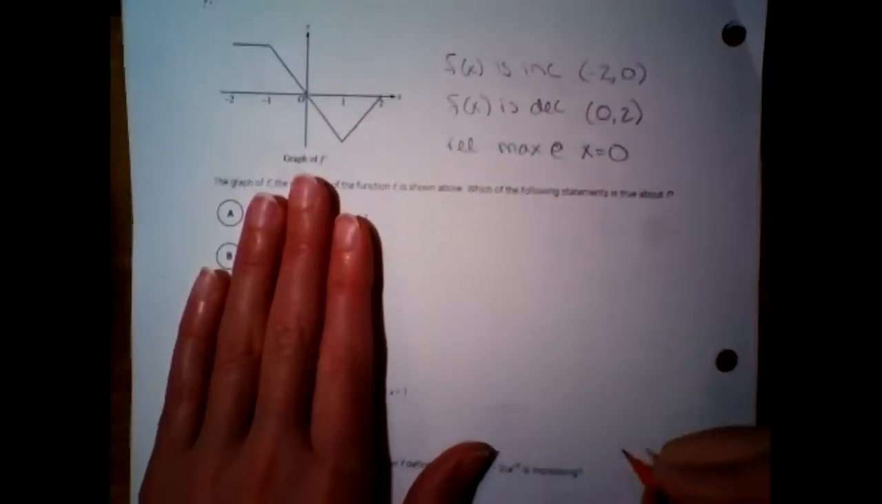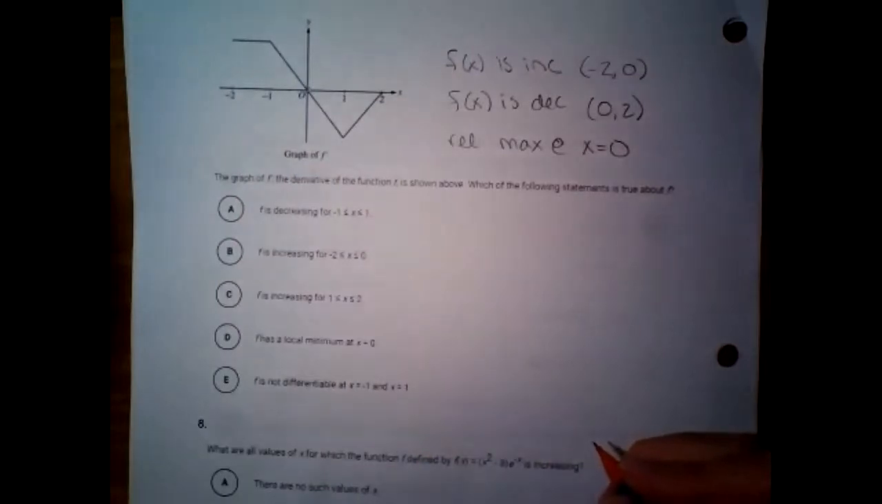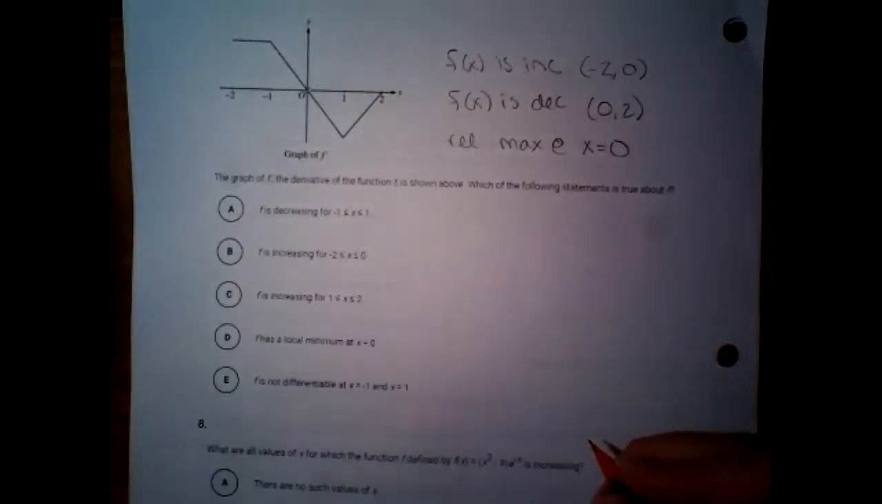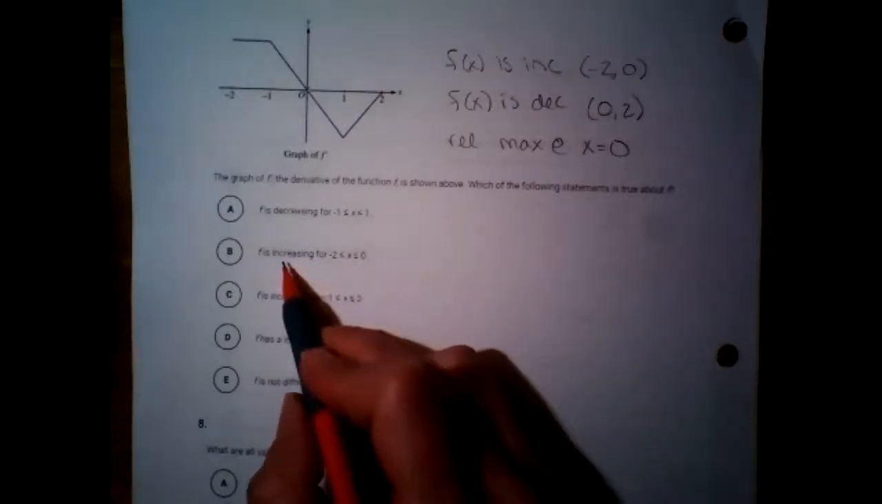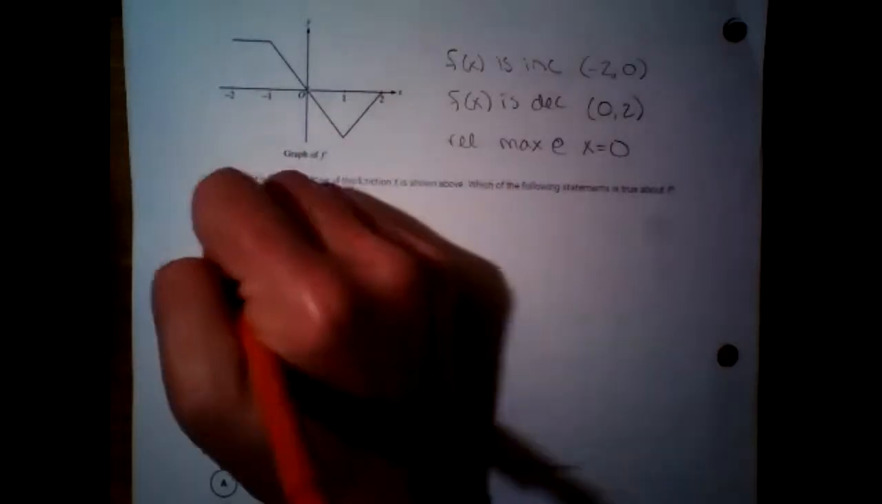So I would list out what you know and then go and read the choices and see which one matches up with what you said. And it's going to be this one. Function is increasing from negative 2 to 0.